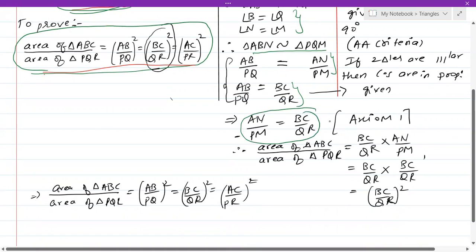We got this. Now substituting, earlier we had this, right? So substituting in that, take out this AN by PM and replace it by BC by QR. So BC into BC, BC square, QR into QR, QR square. Therefore, it becomes BC by QR the whole square. So if you have done it for one thing, automatically the other things will also be equal.